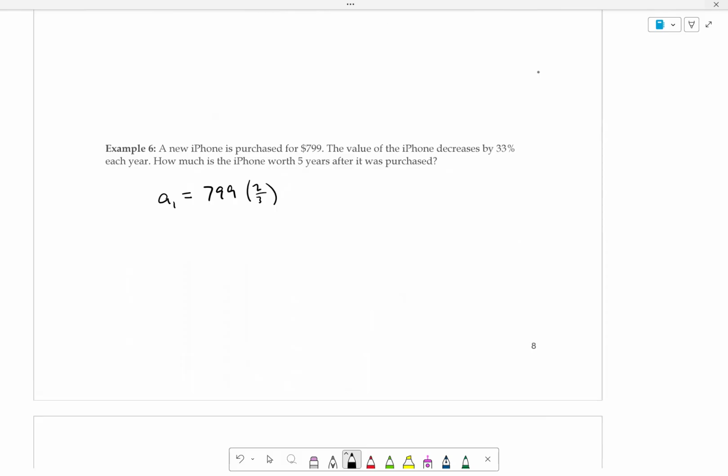Nice. So you could multiply by, right? If you multiply by 1/3, then you're actually finding the amount that you subtract. We want to know how much it's worth, so it's the rest. Nice. And then since this was the 5th year, you just raise this to the 4th power. Are we good with that? Nicely done. Thank you.